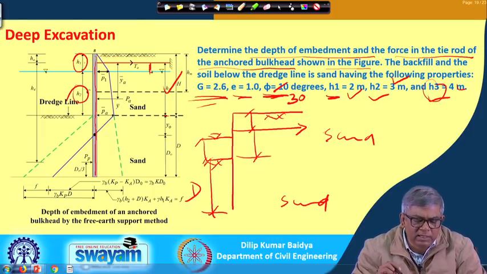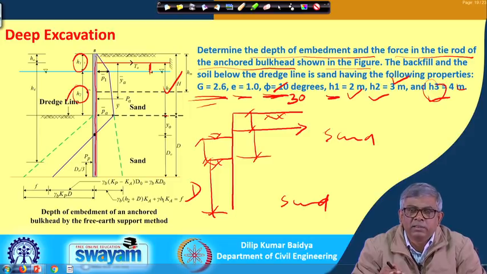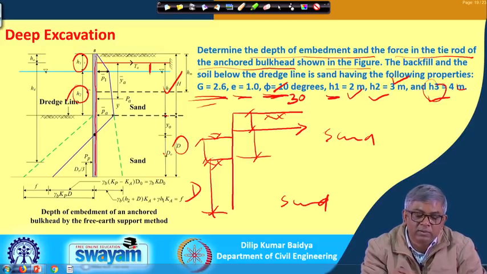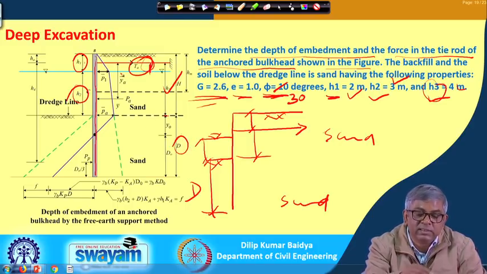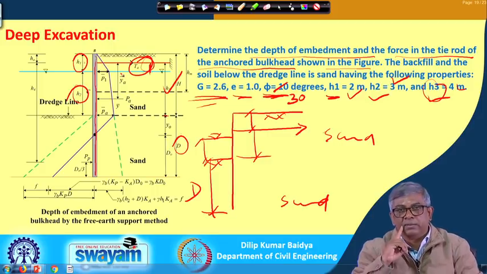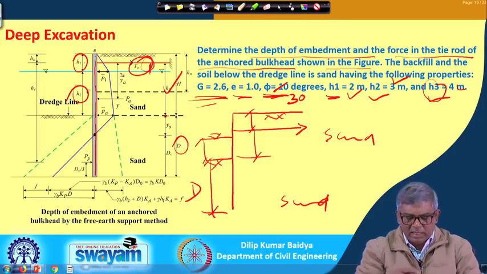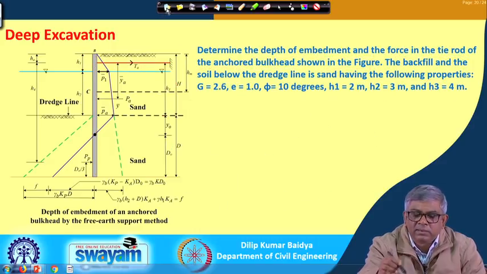So, under this condition, what do you have to do? You have to find out the depth of embedment, that is D, and you have to find out the unknown force T_A acting in the tie rod. So, this is the problem. The diagram will be similar, but I will draw it once again in the next slide.